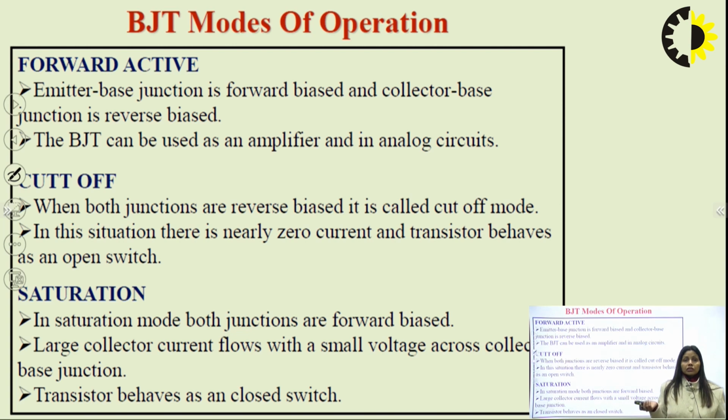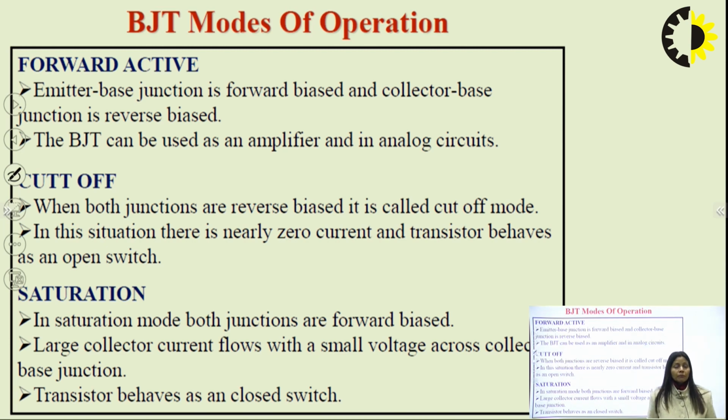When both junctions are reverse biased, the transistor is acting in the cutoff mode. In this situation, nearly zero current is flowing. So the transistor is behaving like an open switch. In cutoff mode, you can assume the transistor as an open switch, no current is flowing, nothing. So both the junctions are reverse biased and there will be no current at all.